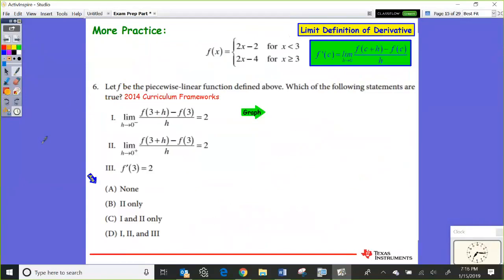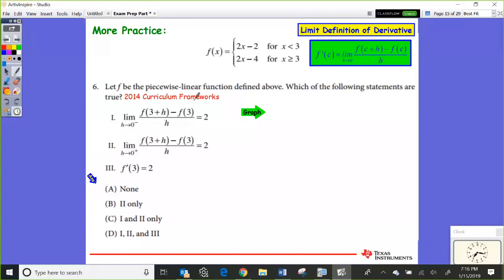Now you say, okay, I can work all of those problems by L'Hopital's rule, but you can't do it on this one. So you really do need to know that limit definition of derivative. And I have to tell you, this one came from the 2014 curriculum frameworks. I missed this one the first time I looked at it. I said, hey, I know this. This is the definition of derivative.